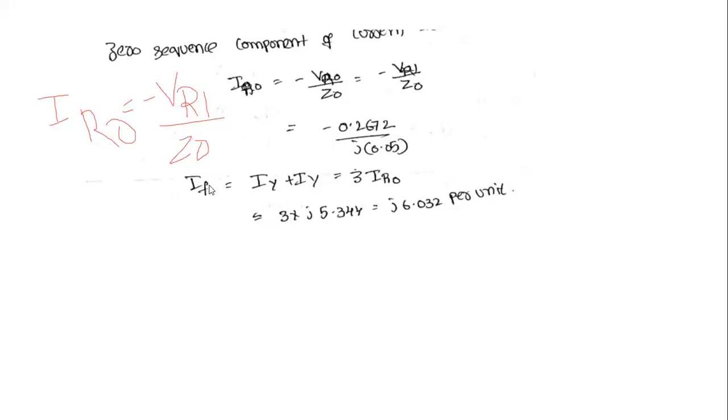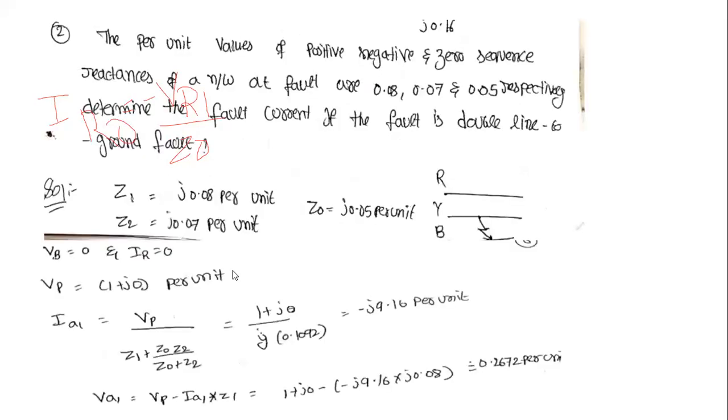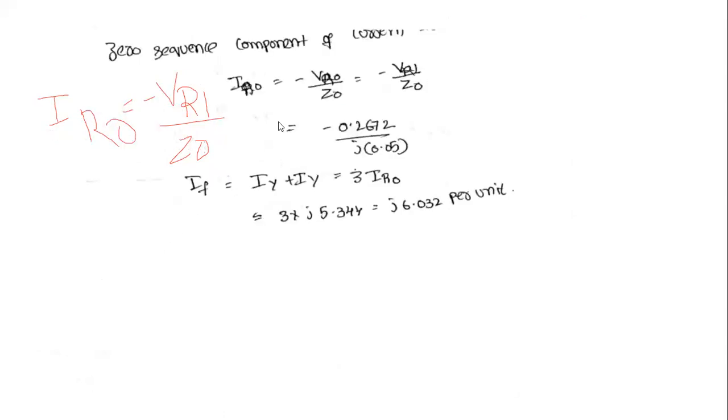Okay, that is the IF. Therefore, in this case VB is equal to 0 and IR is equal to 0. Therefore, the fault current IF is equal to IY plus IB, that is equal to 3 IR naught. Therefore, the formula for fault current IF is equal to 3 IR naught.